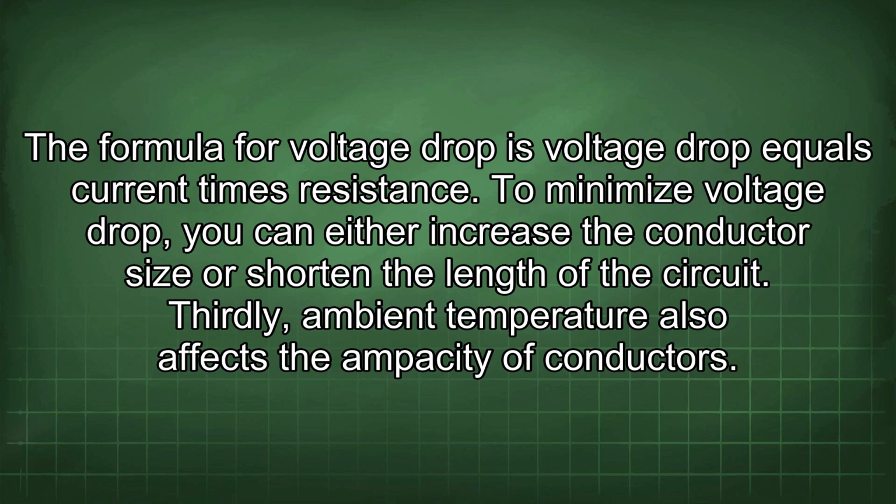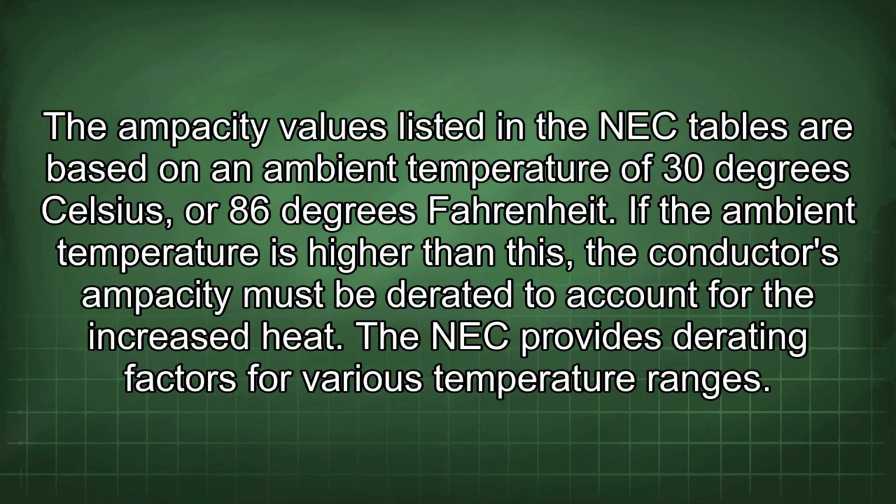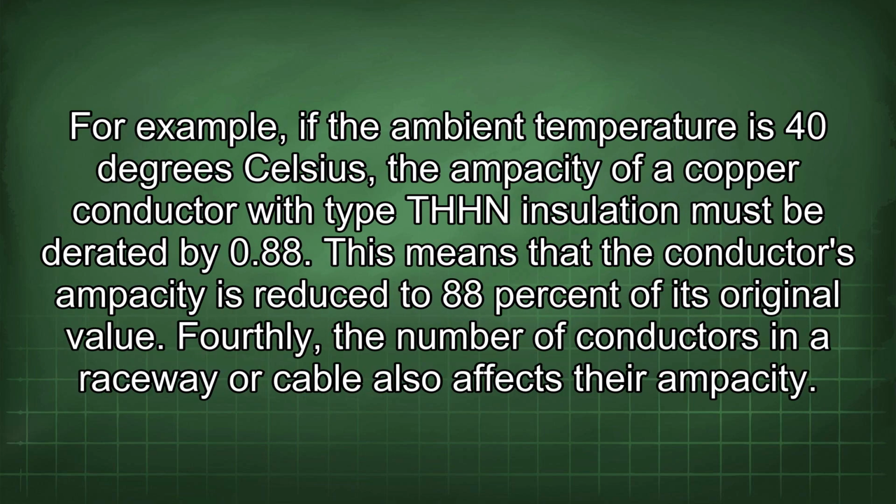Thirdly, ambient temperature also affects the ampacity of conductors. The ampacity values listed in the NEC tables are based on an ambient temperature of 30 degrees Celsius or 86 degrees Fahrenheit. If the ambient temperature is higher than this, the conductor's ampacity must be derated to account for the increased heat. The NEC provides derating factors for various temperature ranges. For example, if the ambient temperature is 40 degrees Celsius, the ampacity of a copper conductor with type THHN insulation must be derated by 0.88. This means that the conductor's ampacity is reduced to 88% of its original value.